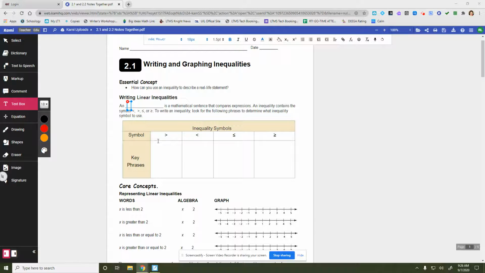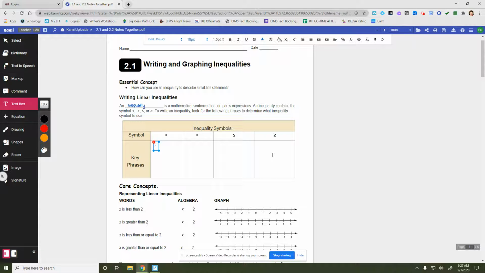An inequality, and this is where you'll fill in your notes with me. So, an inequality is a mathematical sentence that compares expressions. An inequality contains the symbol less than, greater than, less than or equal to, or greater than or equal to. And to write an inequality, you're going to look for the following verbal phrases when you're doing word problems that determine that it's time to use an inequality symbol. Here are some really common phrases in word problems that will lead you to know it's going to be one of these kinds of problems that requires an inequality.